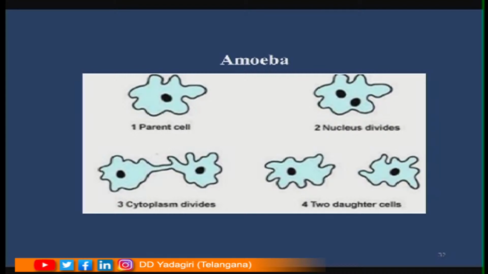The nucleus undergoes division and produces two daughter nuclei. After getting two daughter nuclei, they get separated to the corners, and slowly the cytoplasm gets divided, and finally this results in the formation of two daughter cells. So here one parent cell gives rise to two daughter cells which are identical to the parent cell. So this process of reproduction is called binary fission.